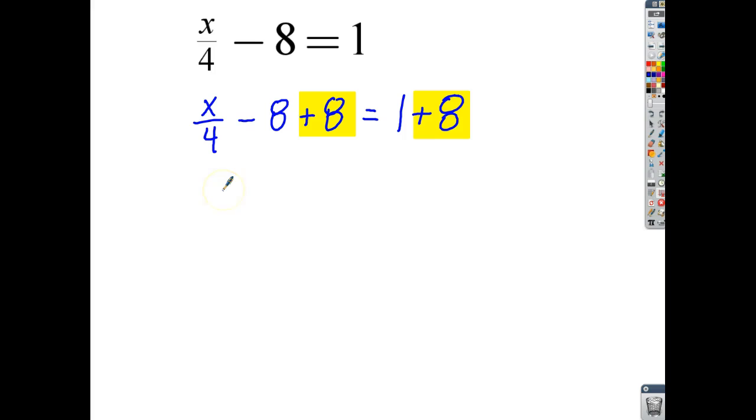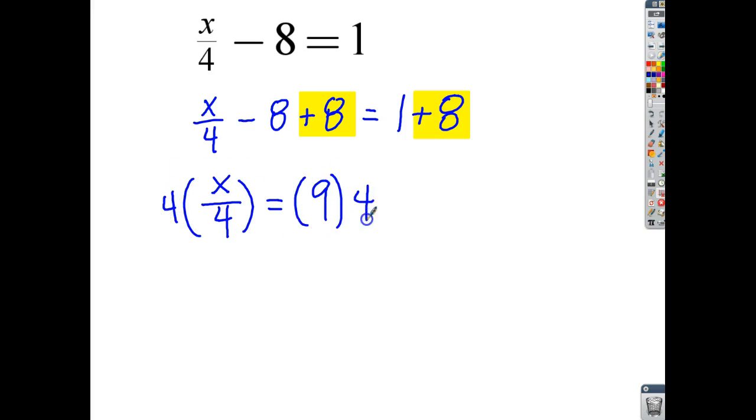So then I have x divided by 4, right? Some number broken into 4 groups is going to get me 9 in each group. All right, so next thing we said, we multiply both sides by 4. So we're going to multiply this by 4 and this by 4. Okay, so x is going to be equal to 9 times 4 is 36.